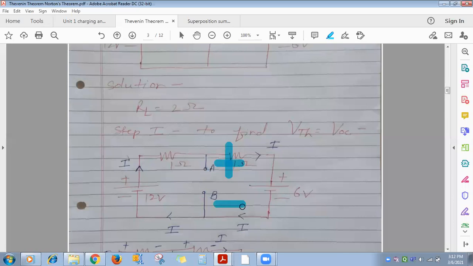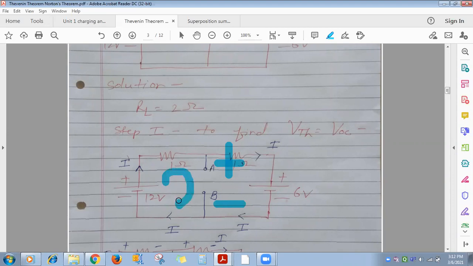If with this I get, for example, plus 5 volt, with reverse I'll get minus 5 volt, and you will get full marks for that. Plus 5 volt, minus 5 volt, full marks. So I have marked A positive and B negative. Now I want to find the voltage across A and B.